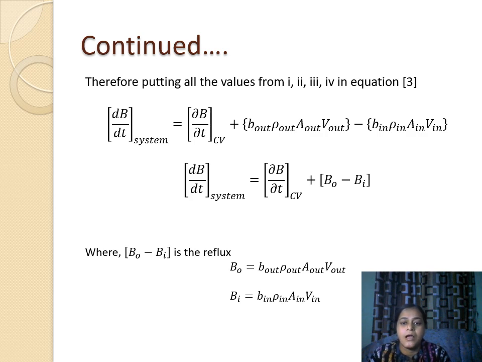And we can also write dB by dt of the system equals dB by dt at the control volume plus capital B out minus capital B in, where B out minus B in is the net flux, and B out equals b out, rho out, A out into V out, and B in equals b in, rho in, A in into V in.